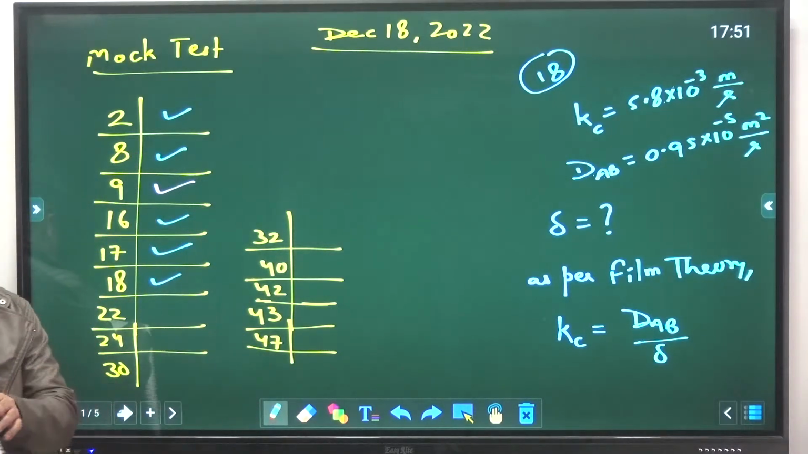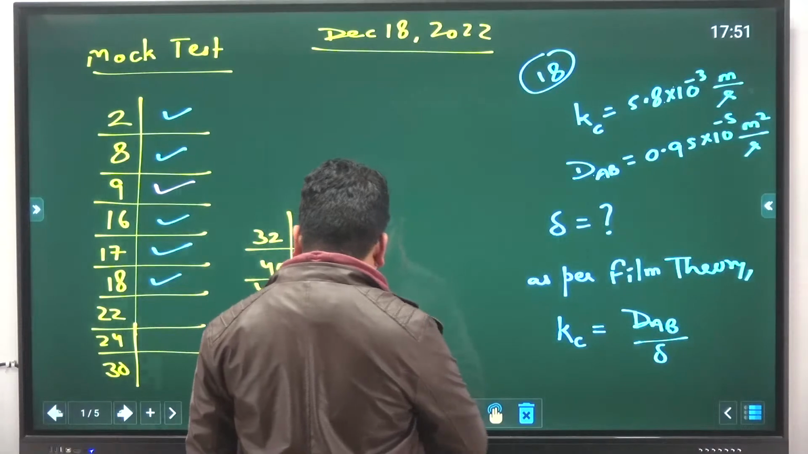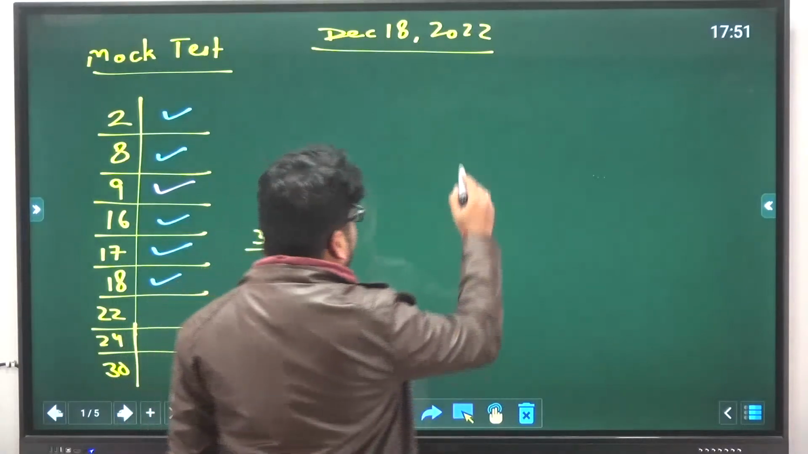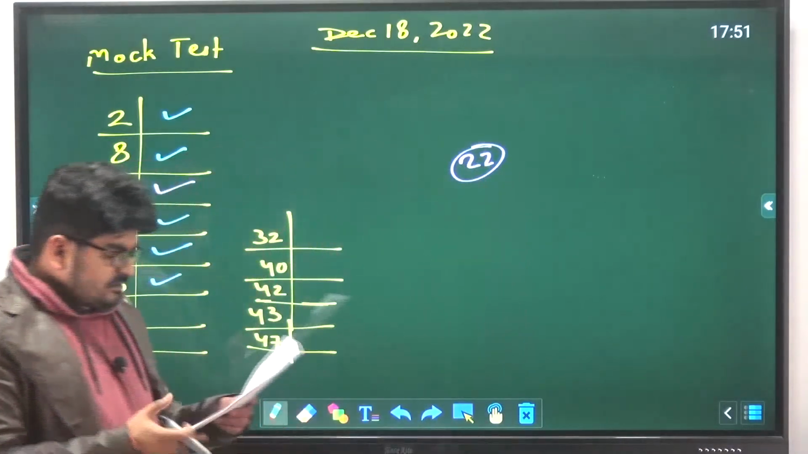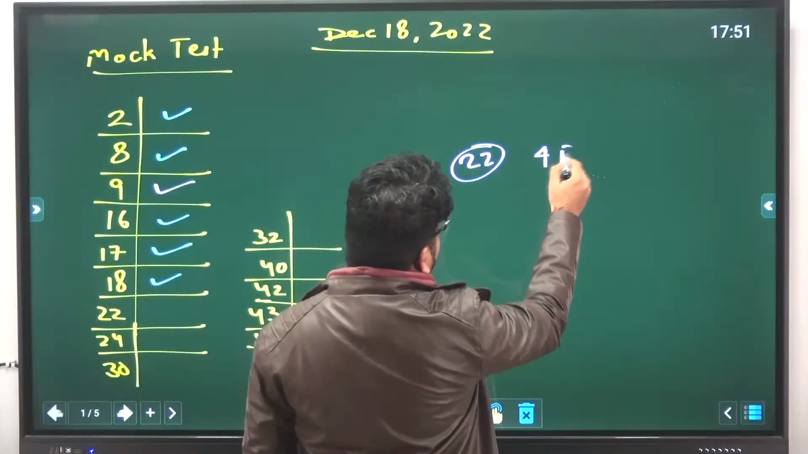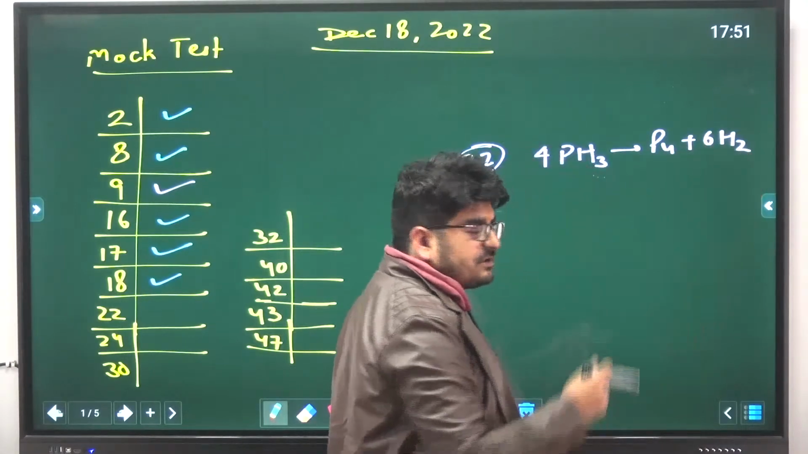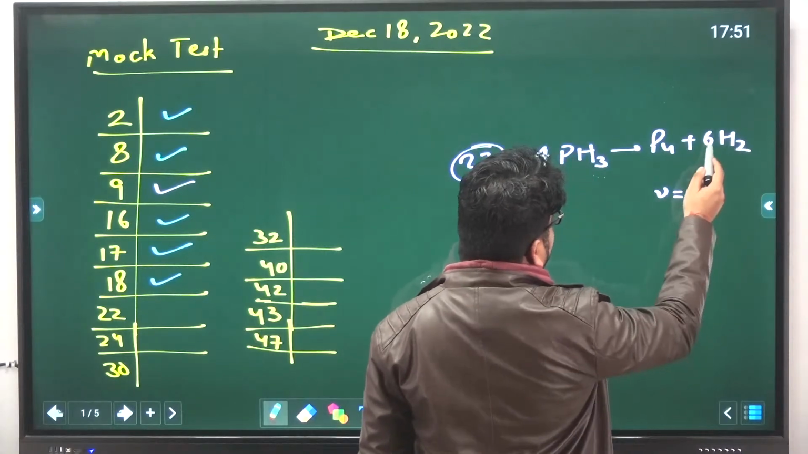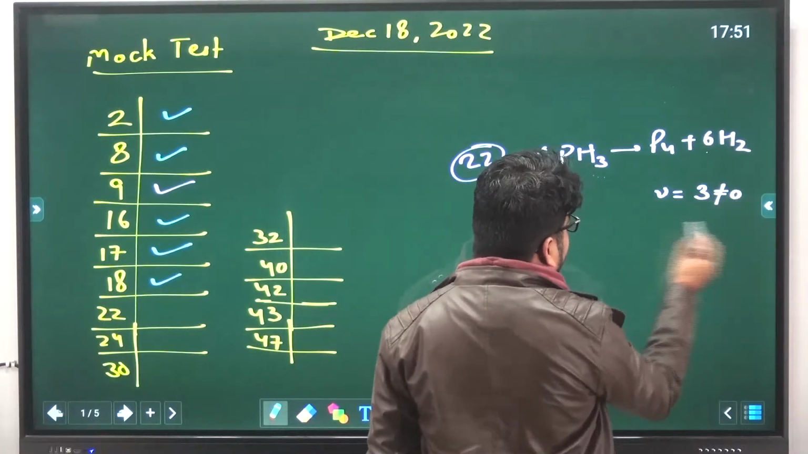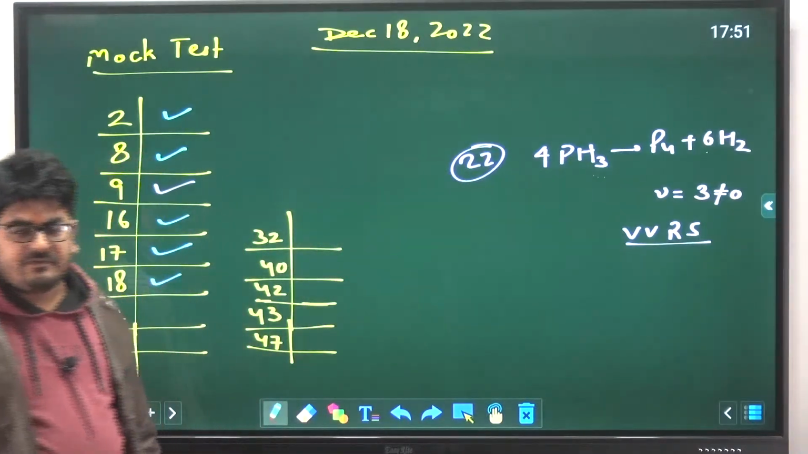Okay, next is question number 22, and 22 is from CRE, and I hope you can do it as well. You must have done it. It is one of the very easy questions. So here the reaction is 4PH3 gives P4 plus 6H2. This is the reaction, and since it is a gas phase reaction, you can see overall stoichiometric coefficient is 7 minus 4, that is 3, which is non-zero. So obviously it is a case of VVRS.